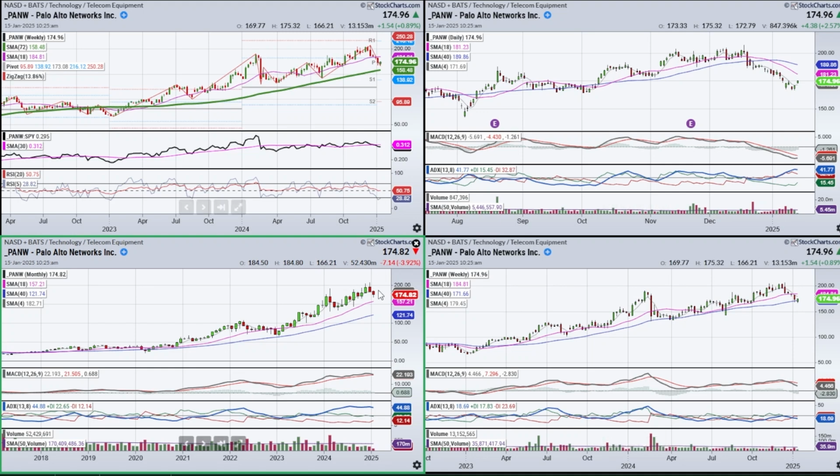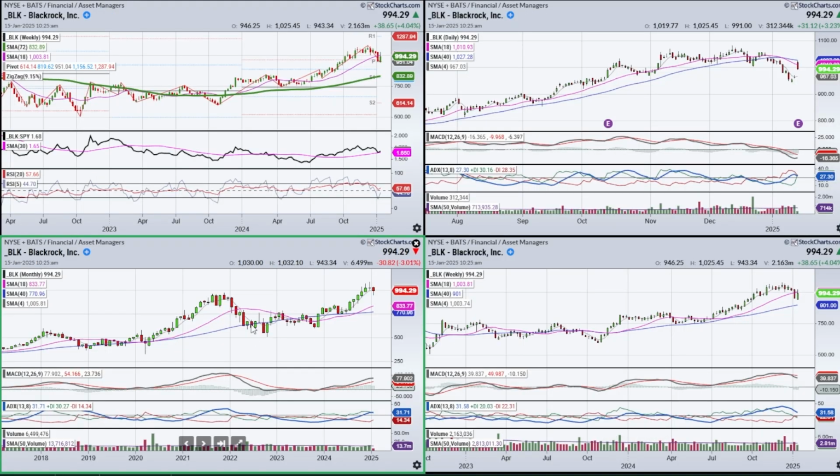We're losing a little bit of relative strength. I don't think it's going to fall apart. I just think it might take a little bit of time to get itself up and going. Might take a little mending. Now, Blackrock, I think, is pretty impressive.